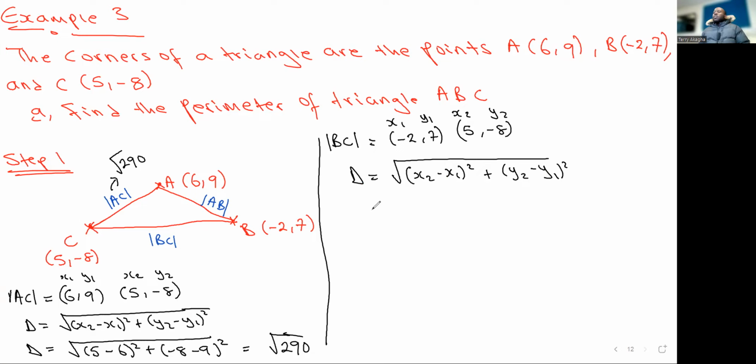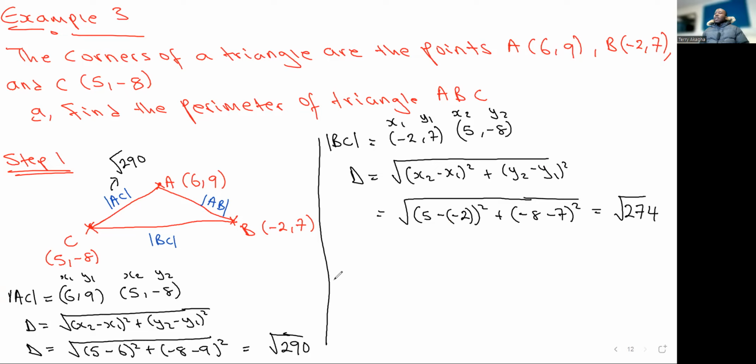So this is going to give us the square root of x2, which is 5, minus x1, which is -2, all squared, plus y2, which is -8, minus y1, which is 7, all squared. And when you press your calculator for this, it should give you square root of 274. So that means I can now say my BC is equal to square root of 274.